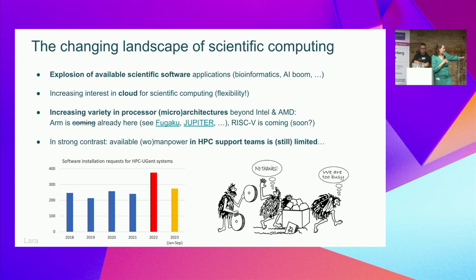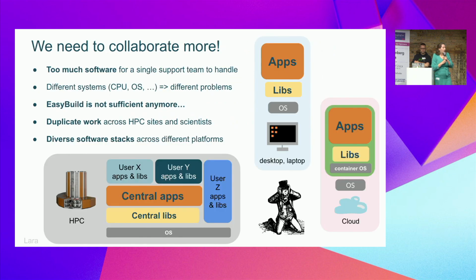On the graph, you can see the number of software that is requested at our site, and as you can see, it's growing over the years. We already have now at the moment more installations than what was asked in the previous years, excluding 2022. And so the HPC support teams can no longer support this software boom.